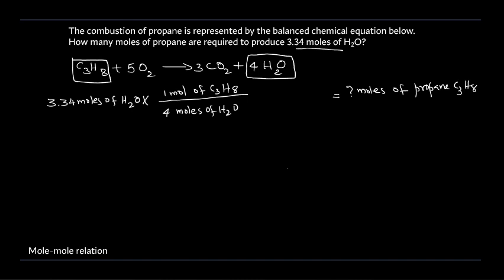right? So now I can cancel moles of water and moles of water, and I have moles of propane in the numerator. That's what we want as per the question. And now we can write only the numbers: in the numerator 3.34 times 1 mole of C3H8, divided by 4 in the denominator. So the numbers are 3.34 divided by 4, and I will get the answer 0.83 moles of propane.